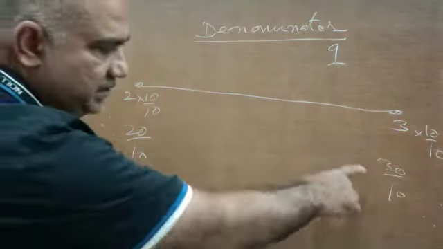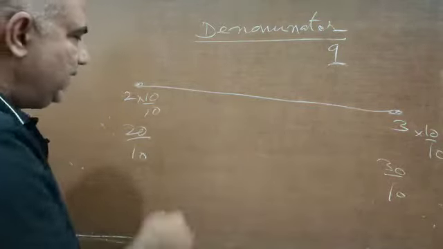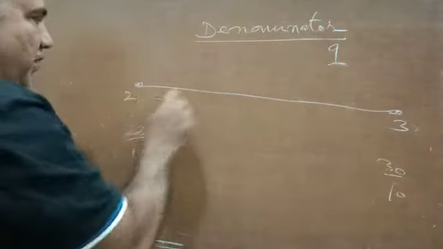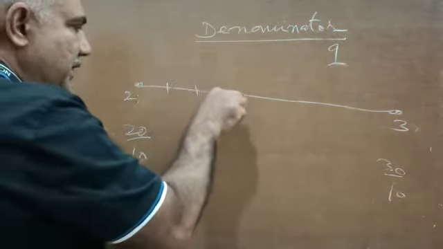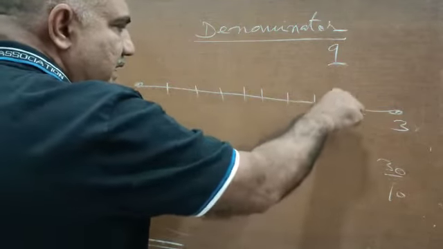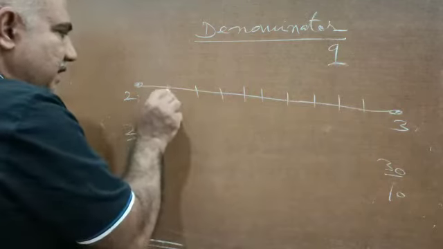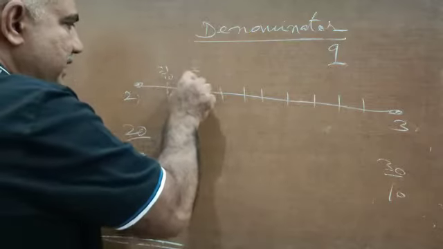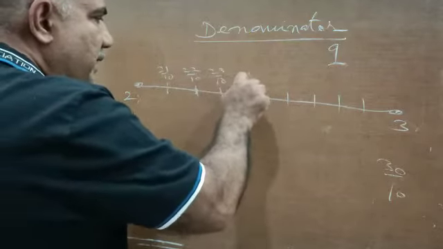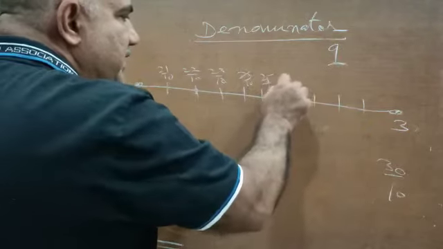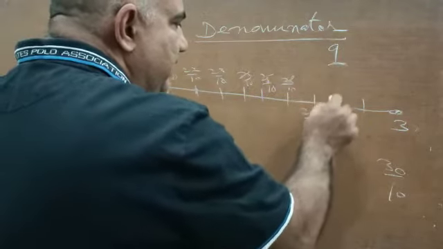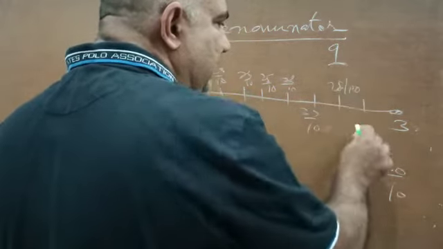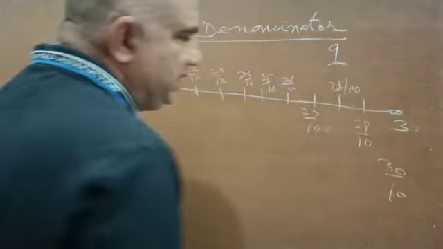This is still 2, that is still 3. If you cancel out, this will become 2, that will become 3. And in between you can see that for accommodating 9 numbers, 1, 2, 3, 4, 5, 6, 7, 8 and 9. So the numbers are 20 by 10, 21 by 10, 22 by 10, 23 by 10, 24 by 10, 25 by 10, 26 by 10, 27 by 10, 28 by 10 and 29 by 10, and that is 30 by 10.